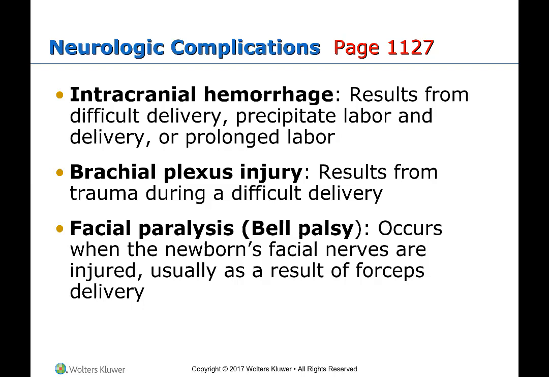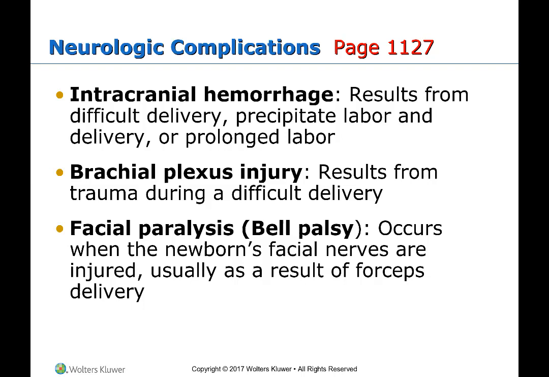And perhaps it would involve range of motion exercises, splinting, and depending on the nerve damage, if it was severe or not severe, it may resolve or may be permanent.